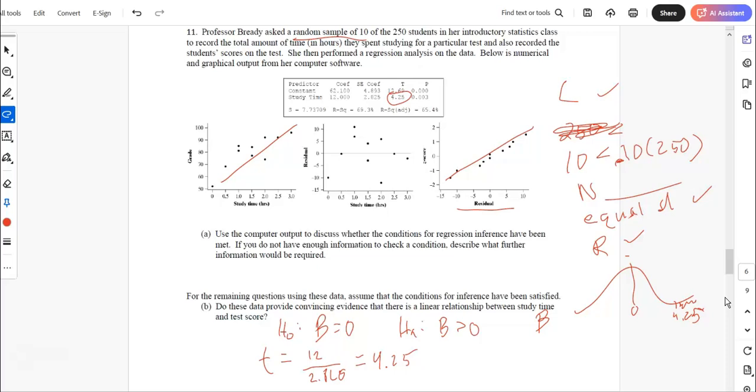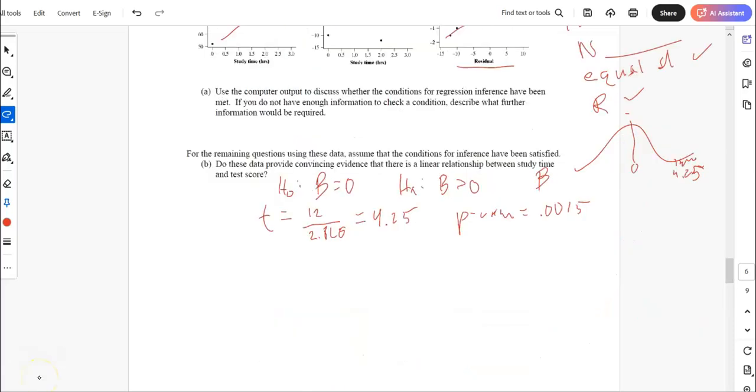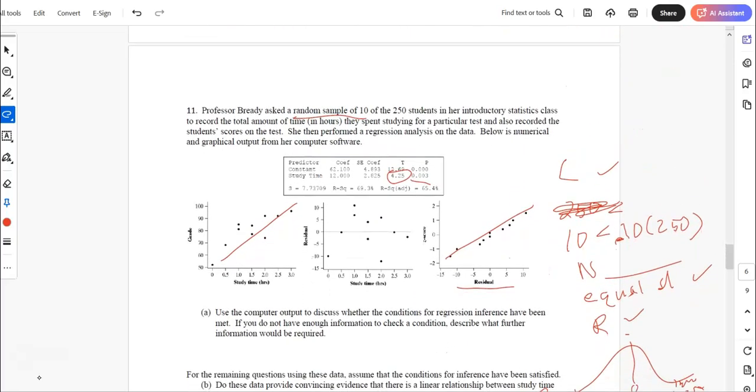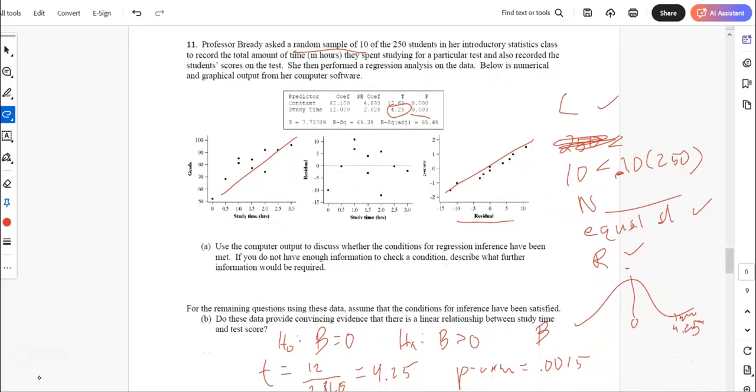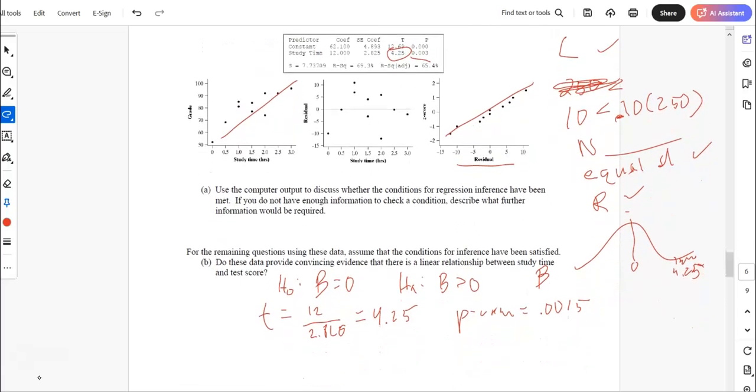However, you don't need to because it tells us the p-value is that. We just have to divide it by 2. So the p-value is equal to 0.0015. Because our p-value is smaller than our alpha level of 0.05, we reject the null. We do have evidence that the more time you study, the better grade you will get.